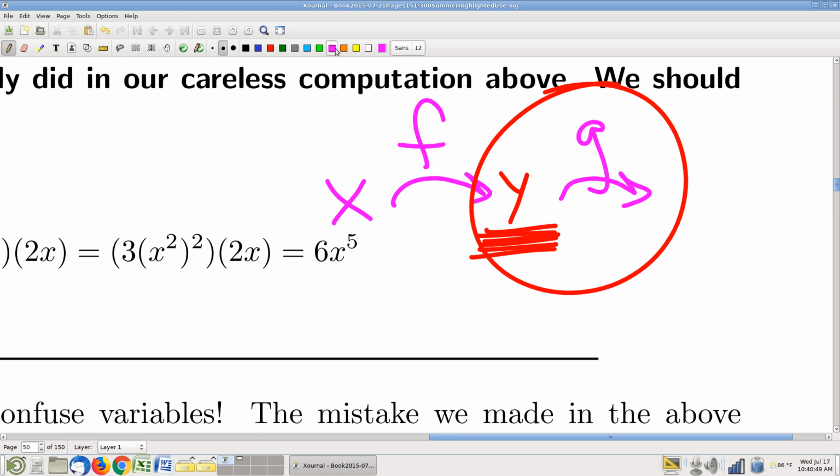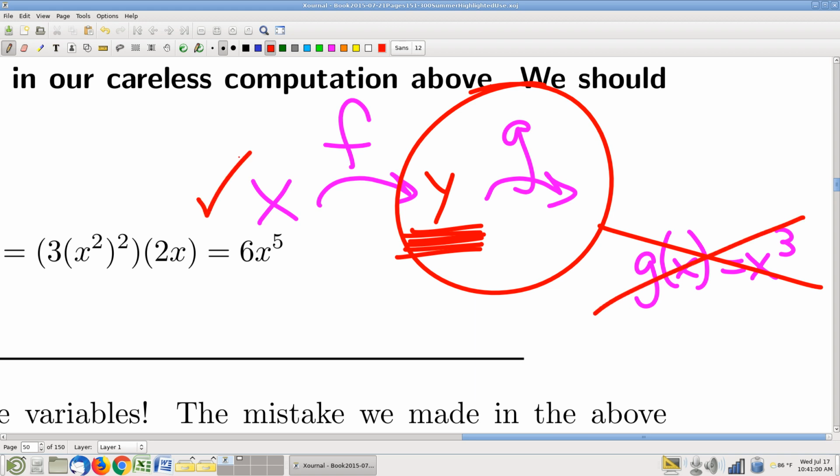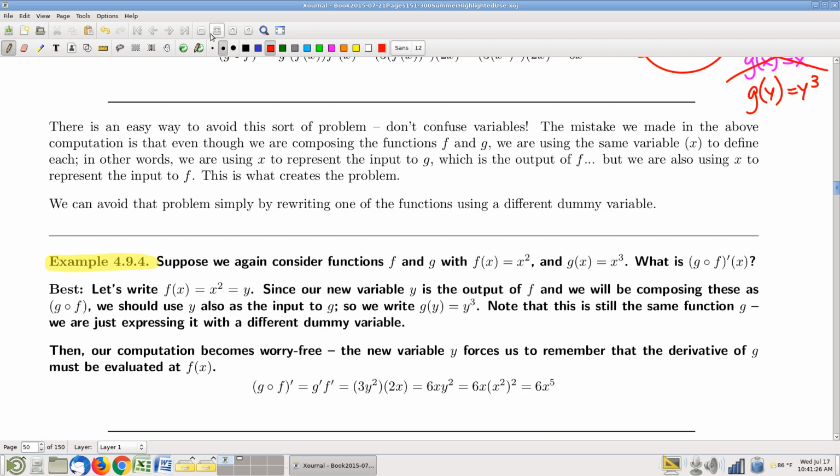I've got to take what was given here, that g of x is equal to x cubed, and I've got to say, nuh-uh, not anymore. That doesn't make any sense. x is way over here. So I need to rewrite g, same function. I just need to rewrite it in terms of a variable that I can choose that won't give me this confusion of variables. Right? So that's the big lesson. Just rewrite one of the functions in terms of a different dummy variable, and then everything goes through smooth as glass. So here's how this would go down, avoiding that confusion of variables.